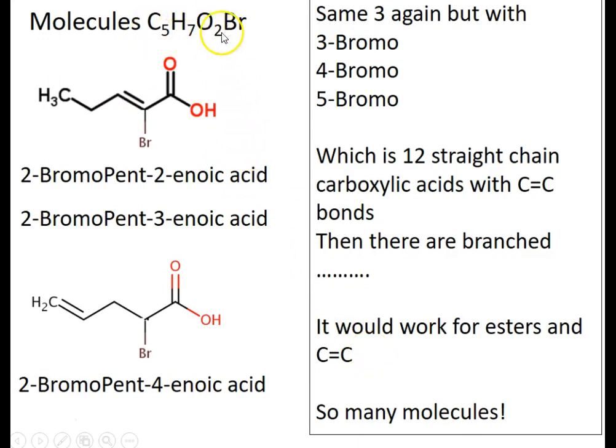So the formula doesn't tell you which molecule, and we need to get used to the idea, once we start doing our chapters of working out what molecule we've got, looking at infrared and NMR and all these different techniques. Lots and lots of molecules can be made with the same formula.